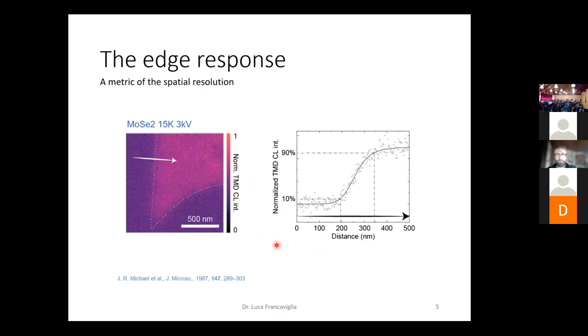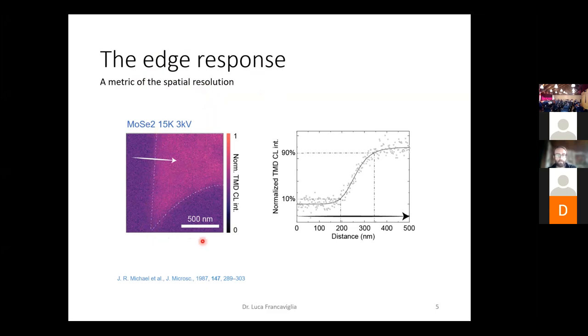We wanted to have, first of all, a systematic understanding of what limits, or how we can control, the spatial resolution of cathodoluminescence of hBN-encapsulated TMDs. And to do that, we relied on a fairly common concept in imaging, which is the edge response. This means that when you have a very well-defined sharp edge in your sample, you can image that sharp edge and see how blurred it looks in your images. So we took advantage of the atomically defined edge of TMD monolayers.